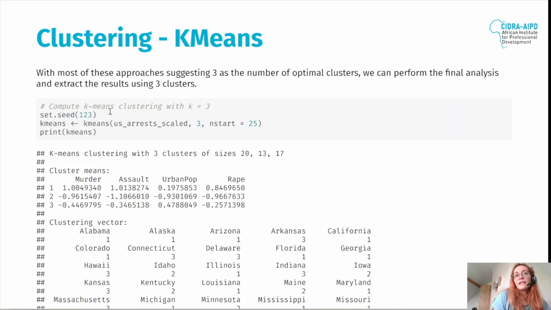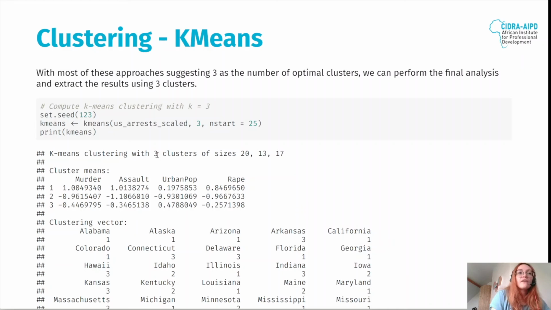So again, setting the seed as 1, 2, 3, and then the function to calculate k-means is called kmeans. So we give the data set, that is the USArrests scaled. We give the number of clusters, that's 3, and this is just the start. I'm saying that it's 25, and we can print the k-means results.